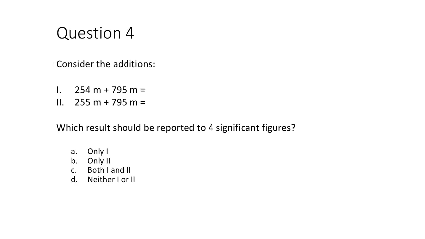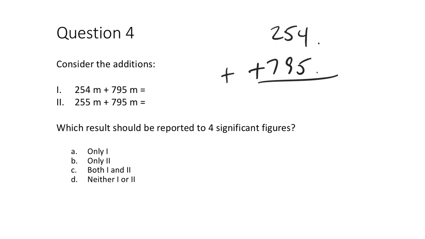Looking at question 4, I see 2 addition problems, 294 plus 795. Which result should be reported to 4 significant figures? Let's take a closer look. I have 294 plus 795, and I'm adding these up. Now, there are 2 ways we can look at addition. One is if we just use the rule.